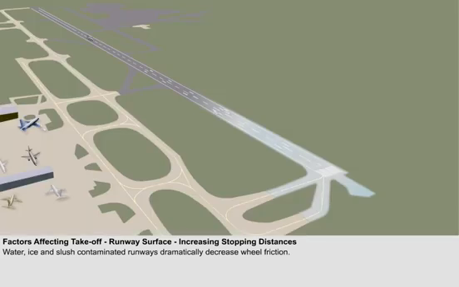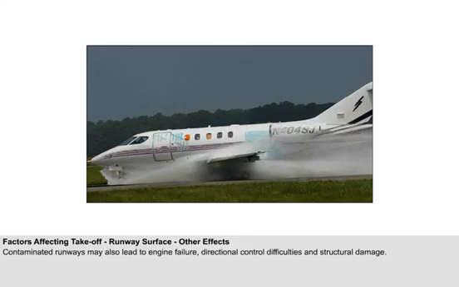Because there is very little friction between the wheel and the runway surface, the wheel cannot be retarded efficiently by the brakes. Otherwise the wheel will lock, and the wheel friction with the runway will reduce even further. This is most obvious when ice is present on the runway. There are other effects which runway contaminants can have on aeroplane performance, which include the possibility of a power unit failure due to water ingestion, directional control problems, and possible structural damage.